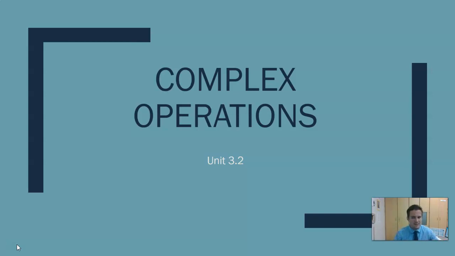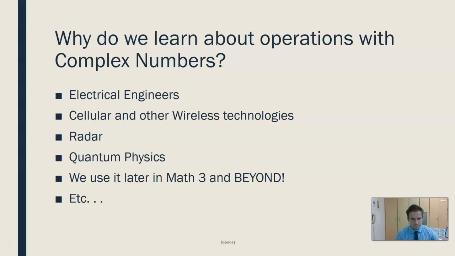So a lot of the concepts that we discuss right now are going to be very similar to the concepts we talked about in the 3.1 video, and again in relation to concepts we've already learned in Math 2. This is another kind of review concept that we'll add on, tick on a few extra things as we go along. So why do we learn about operations with complex numbers?